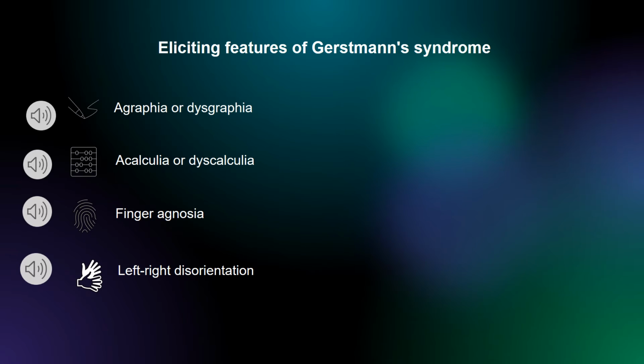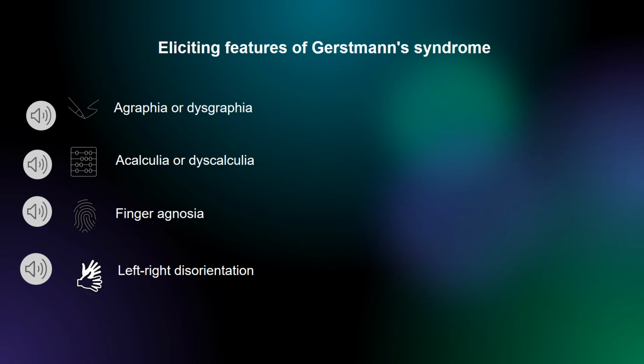Eliciting features of Gerstmann's syndrome. Agraphia or dysgraphia. It is illegible or very poor writing. Inconsistency in forming letters. A mixture of upper and lower case letters or print and cursive writing. Irregular letter sizes and shapes. Unfinished letters. And they struggle to use writing for communication.